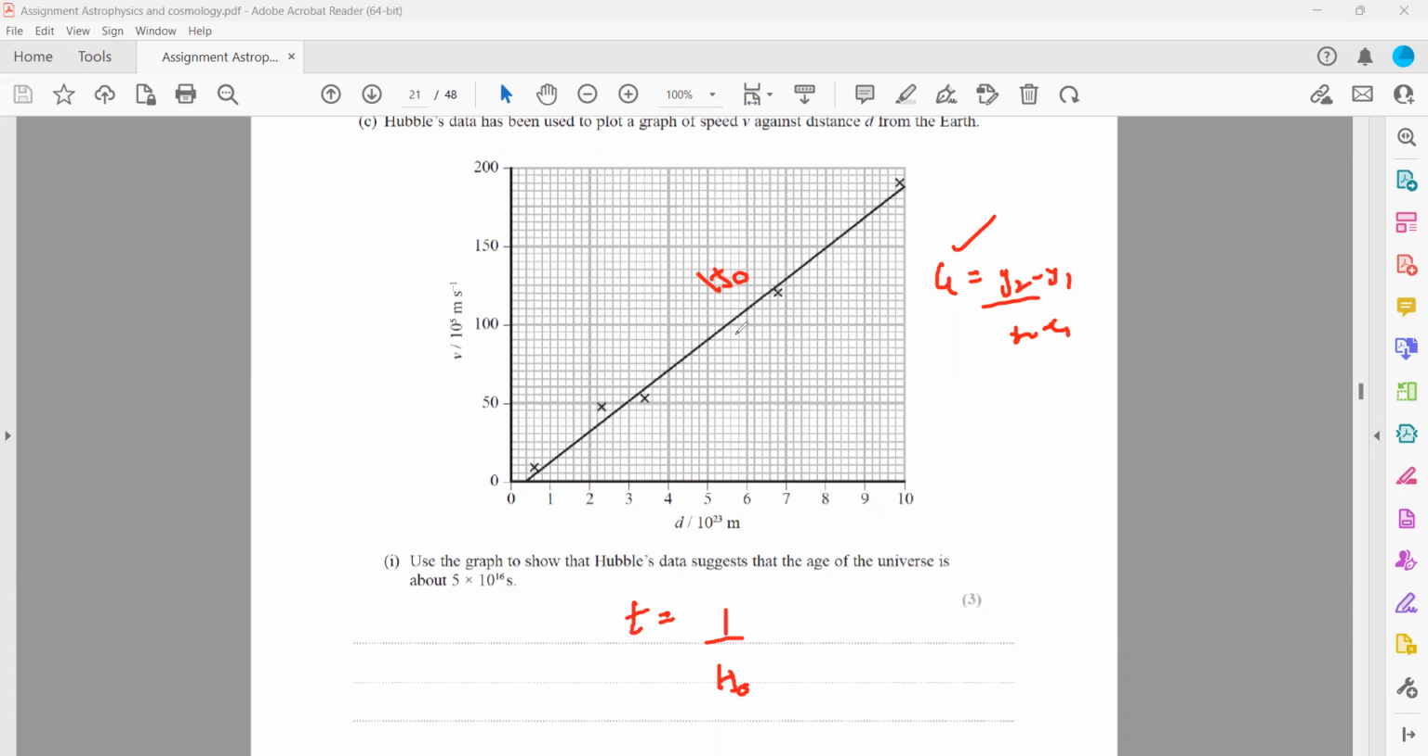And don't forget to substitute the units correctly. Like this is 10^5, so when you take any point, it should include 10^5 with that. And here this is 10^23, include that as well. So you take the gradient, you get the Hubble constant, and take the reciprocal, you'll get the age of the universe from the graph.